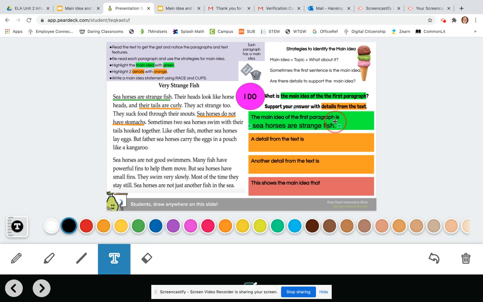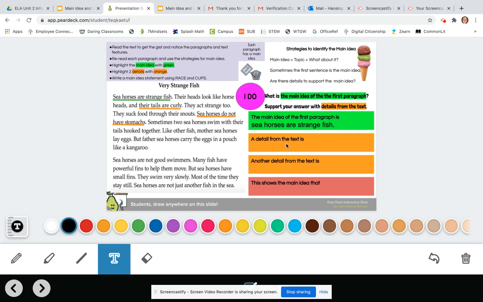Let's check and see if this makes sense so far. The main idea of the first paragraph is seahorses are strange fish. That sounds like a great start to my RACE response. I restated the question and I answered the question. Now I'm going to support my answer with details from the text.